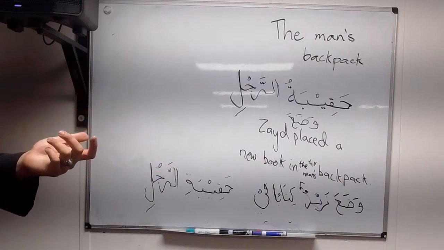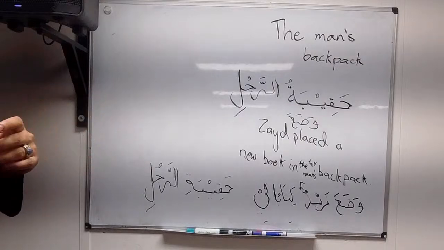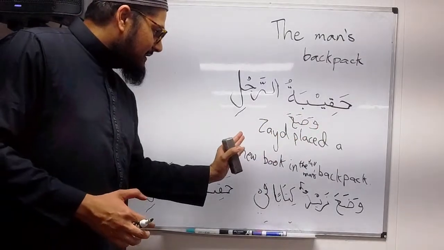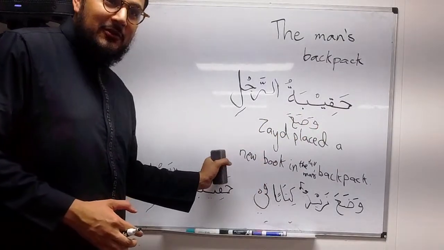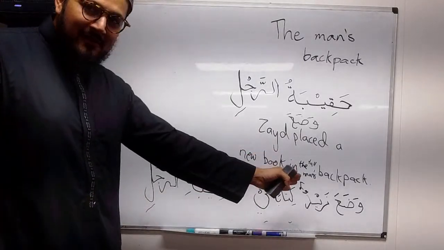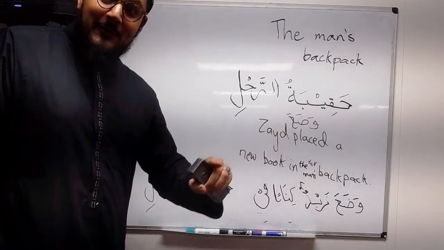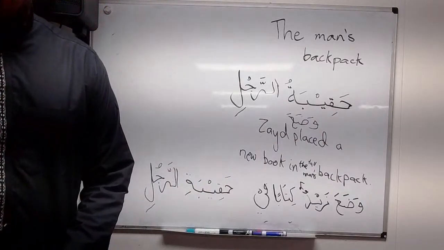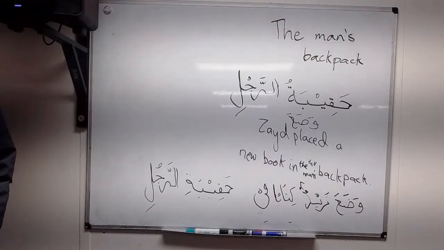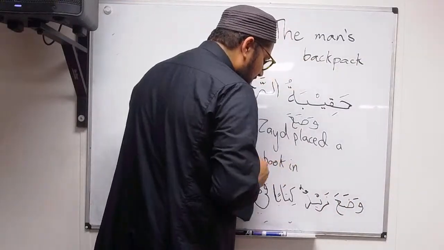Before we start modifying this sentence, in order to make mawsoofs and sifas a part of the equation, we have to remember that the mawsoof and sifa in English are of different order than in Arabic. So in Arabic, how would we start to translate this sentence? We would say Zayd placed a book new in the backpack of the man tall, because the sifa comes after the mawsoof. Right. Okay, here's where people get it wrong. Let me just explain.